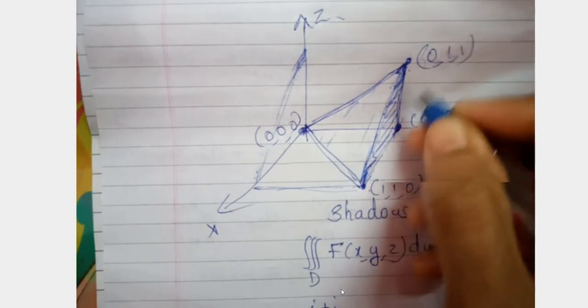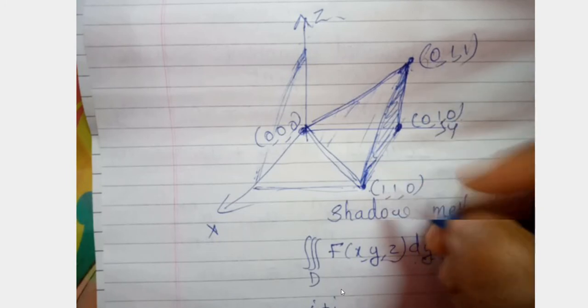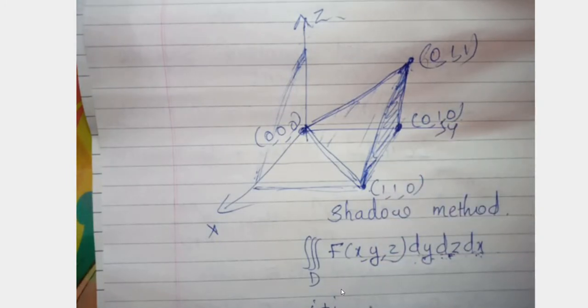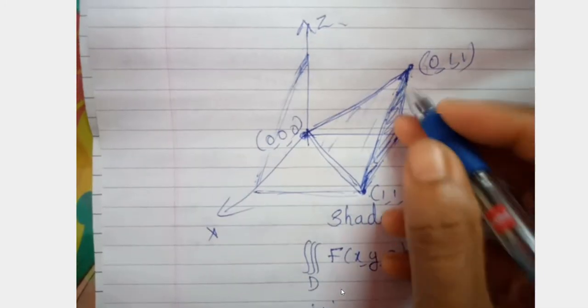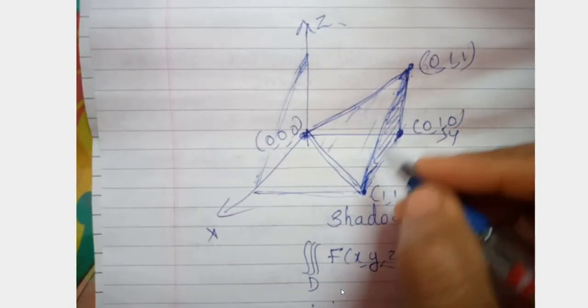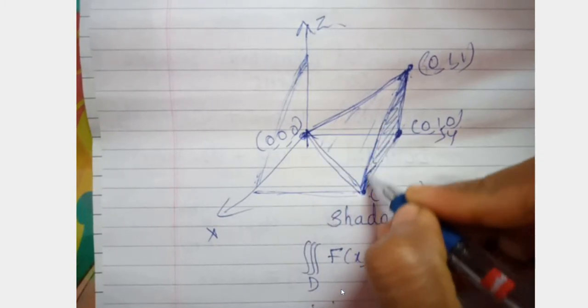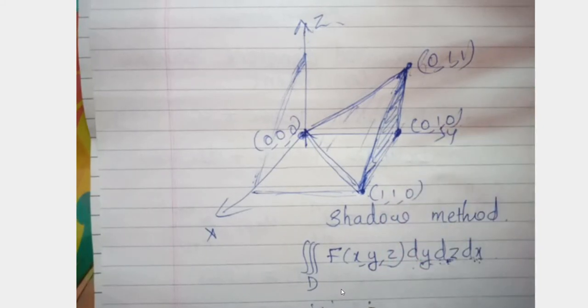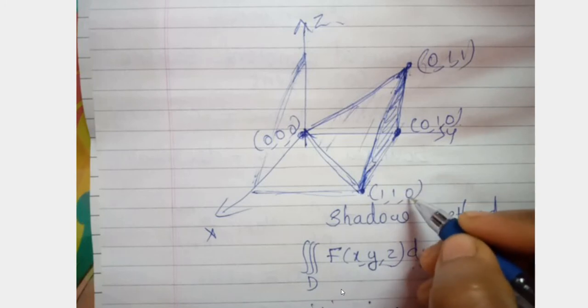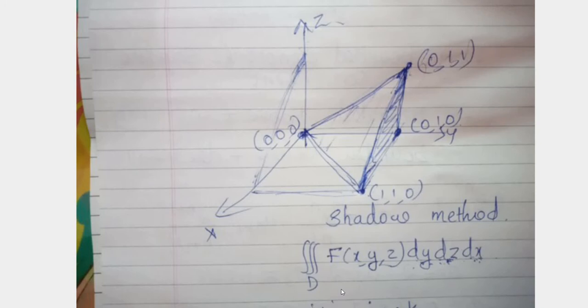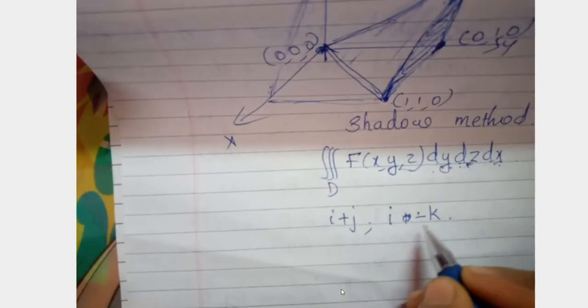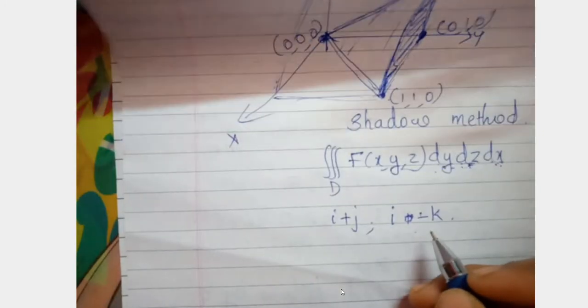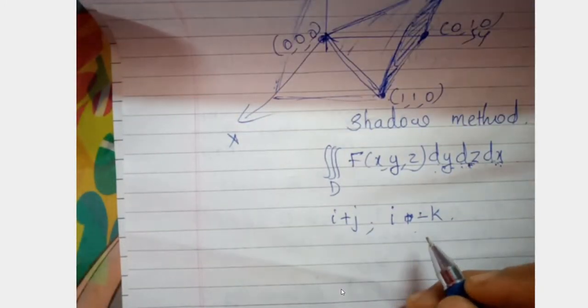So this vector is: 1 minus 0 i, plus 1 minus 1, that is 0 j, plus 0 minus 1, that is minus k. These are the two vectors: i plus j and i minus k.